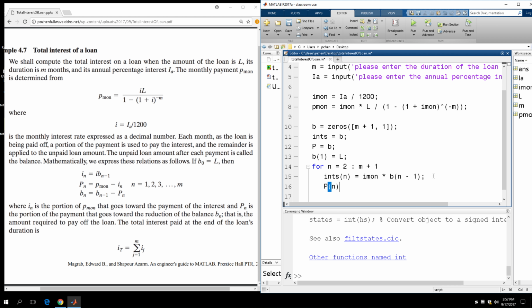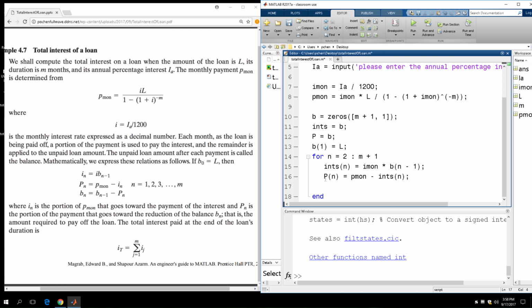And then Pn is what? Pn is the amount of money that you pay towards the principal every month, and Ints(n) is the amount of money that you pay towards the interest every month. So it's just Pmon subtract Ints(n). Every month you are paying Pmon this much money in total, and this much actually goes into the interest. So the amount that goes into the principal is only this thing subtract this thing. And then once we have Pn, we can update our balance Bn, which is going to equal B(n-1) subtract Pn.